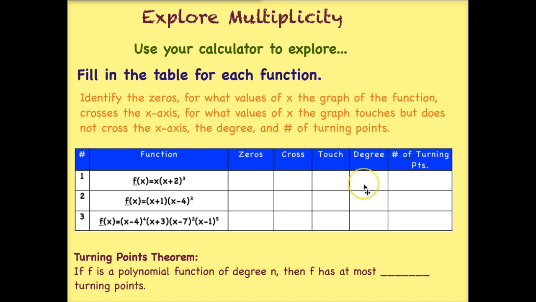Then, what is the degree of the function? You should be able to look at your original function and determine the degree. It's a little bit tricky, but see if you can determine what it is. And then look at your graph and count the number of turning points. So go ahead and pause the video and do an exploration on your own. When you come back, we'll have our answers.